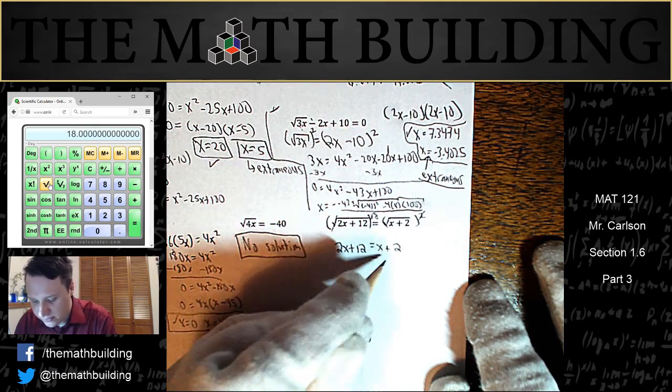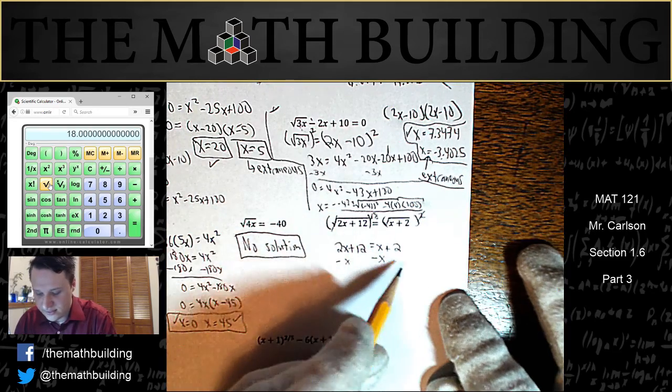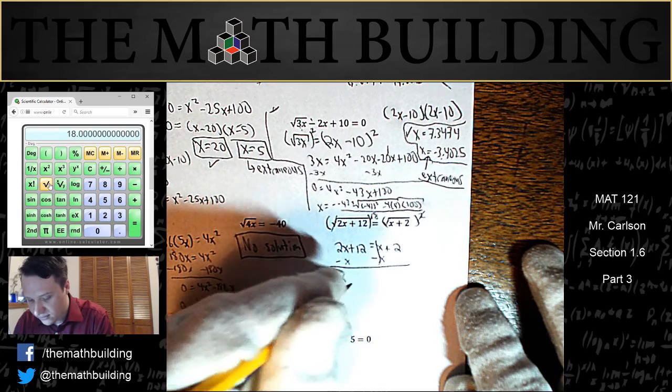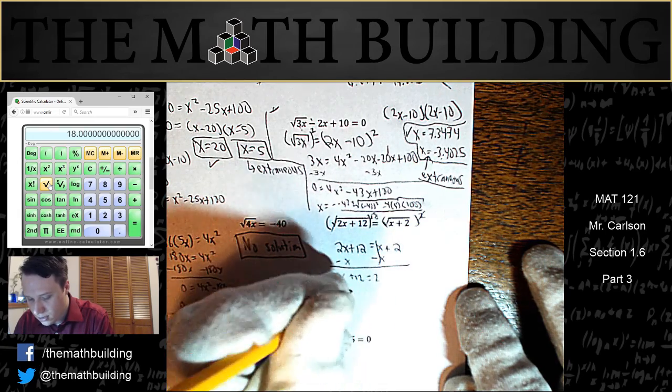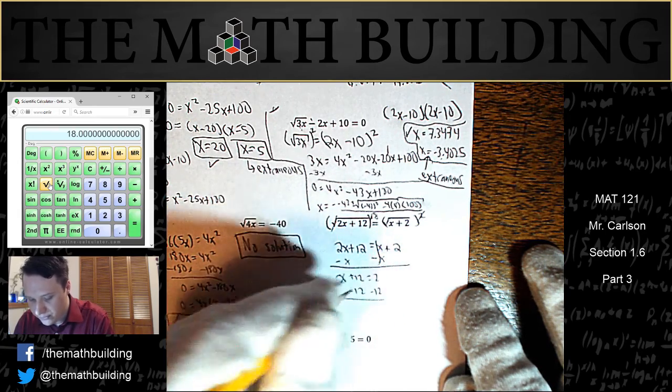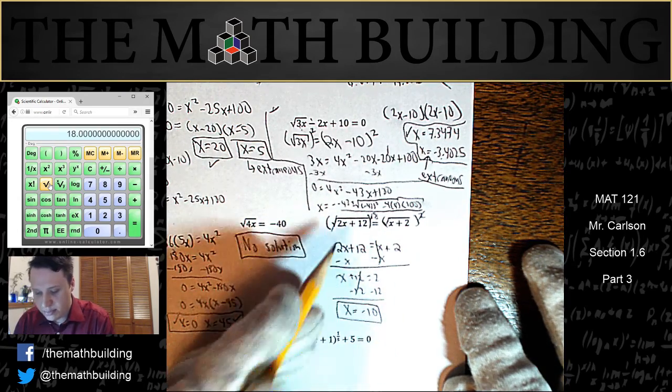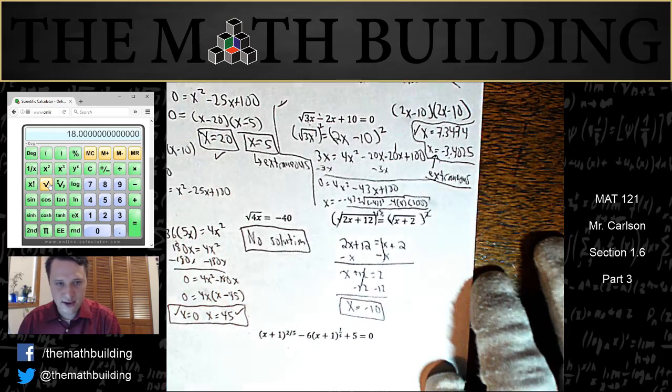Let's get all our x's on one side. So minus x gives me 2x minus x is x. Minus 12, minus 12, x equals negative 10. We took both sides to a power, so let's check our answer.